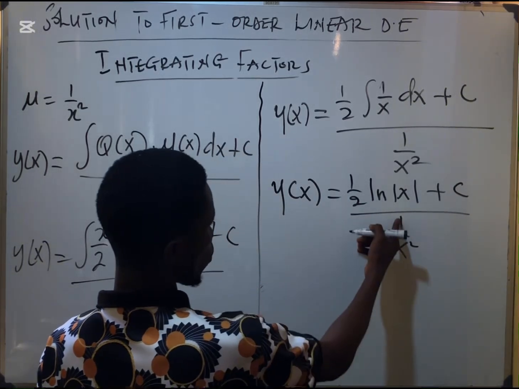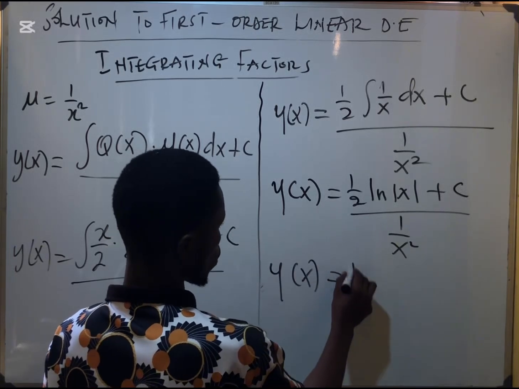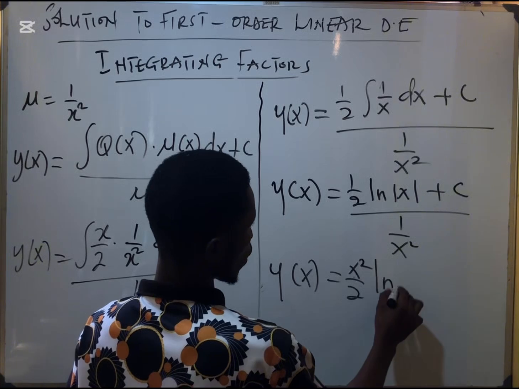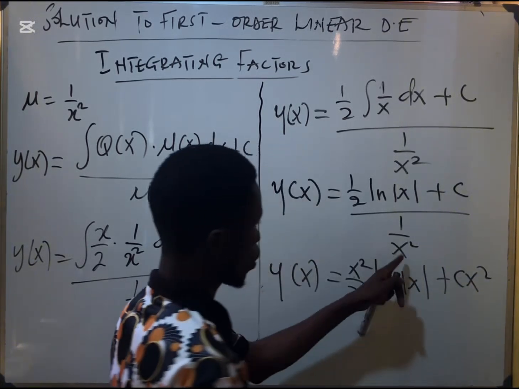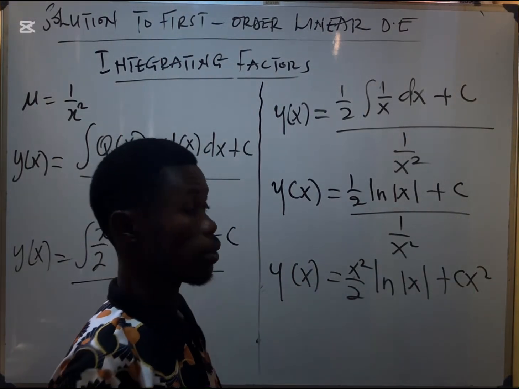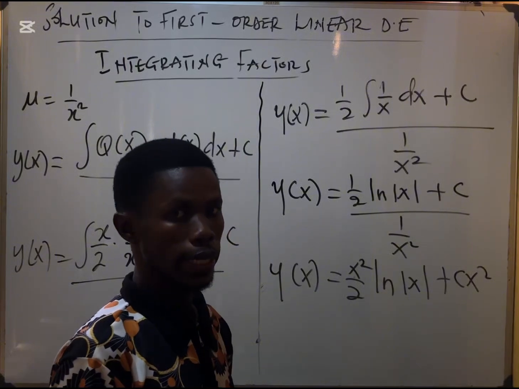So this 1 over x squared can come and multiply this one. That will give us y equals half x squared ln x plus c x squared. Because this one too will go here. Now compare this one to the first answer. You will see that they are the same. Is that okay? You will see that they are the same.